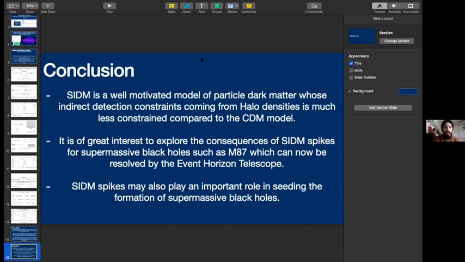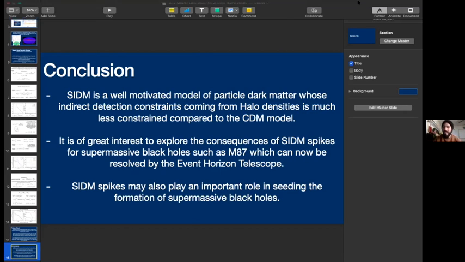So in conclusion, SIDM is a well-motivated particle physics model and is less constrained by indirect detection considerations than its CDM counterpart. It's exciting to think about the consequences of M87 and this new frontier of high resolution black hole images. And in general, SIDM spikes may also play an important role in seeding primordial black holes. So that might be an interesting avenue to search as well. And that's all I have.